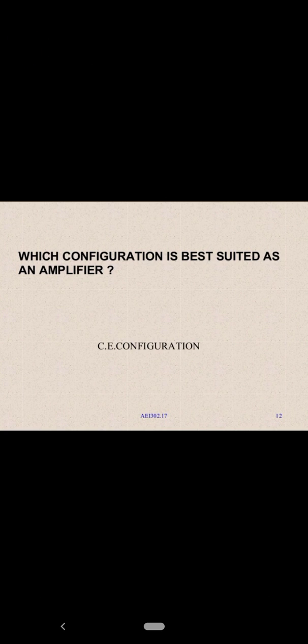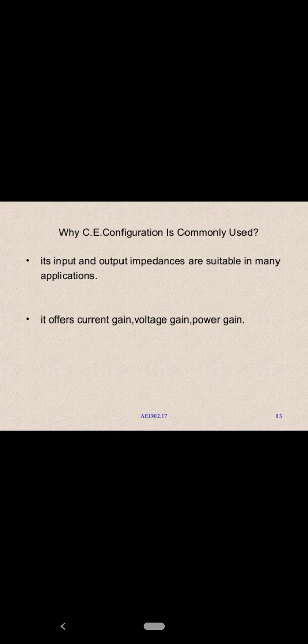But we studied only the common emitter configuration in this lecture. Why? Because this common emitter configuration is mostly used in amplifiers. Now let us see why this configuration is widely used as an amplifier. Because its input and output impedances are suitable in many applications, and it offers current gain, voltage gain, and power gain, all the three gains. Okay, so this was the basics about amplifier.